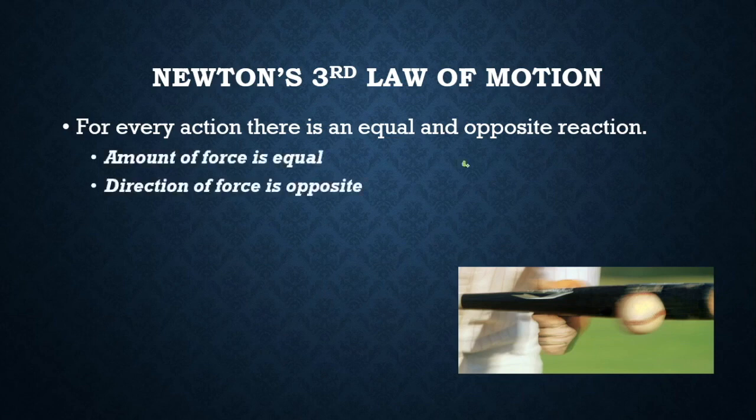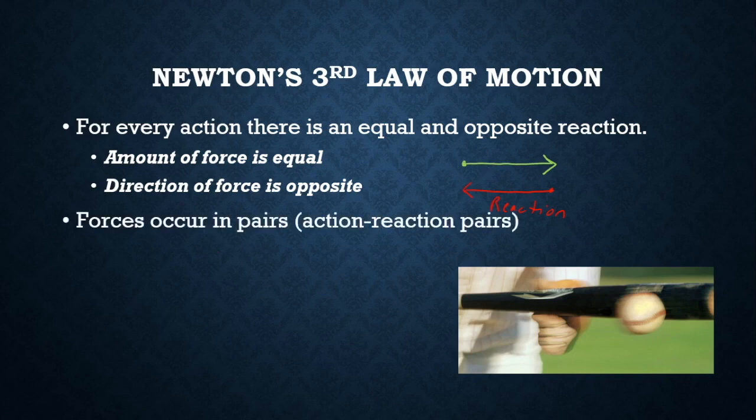So let's say this is our action. We have a force pointed to the right. Well, we would have another force pointed back at it to the left, being the reaction. We can see that these two forces are the same size because their arrows are the same size, meaning that they have equal force. We can also see that they're pointed in opposite directions. Forces are going to occur in pairs. And like we said before, we would have an action-reaction pair. In this case, our red arrow is our reaction and our green arrow is our action.